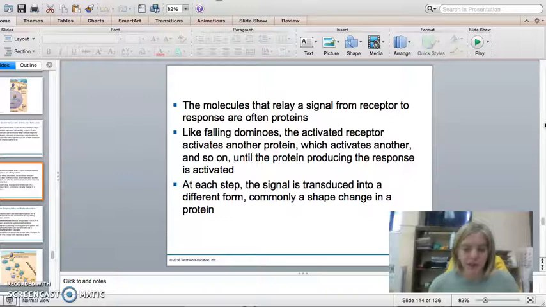And typically, the way that this occurs is that at each step in the transduction cascade, the signal is transduced to a different form, which essentially is visualized by a change in the shape of the protein. So if you remember, we talk a lot about structure to function. You know that the structure of proteins greatly affects its function. So in converting its shape from an active or inactive form to the opposite results in a differing response.